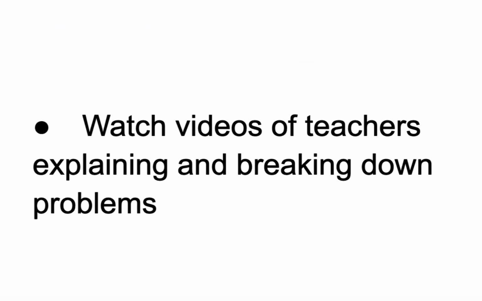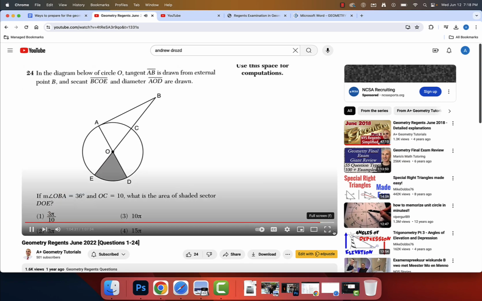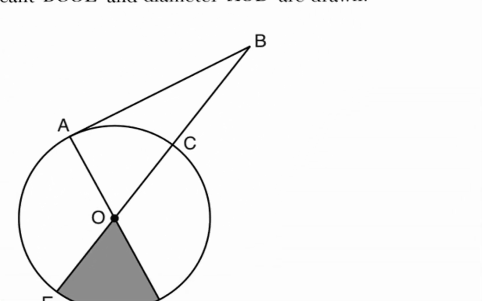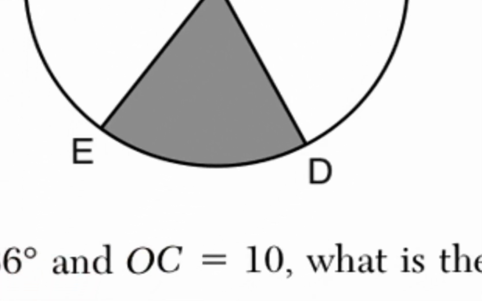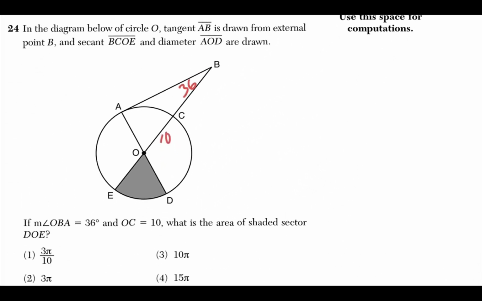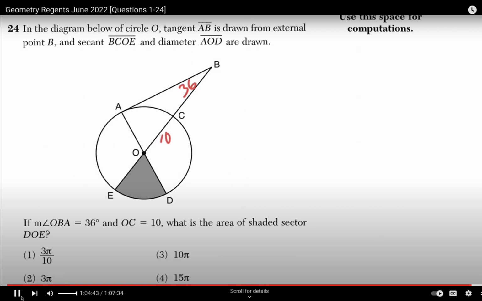You definitely want to watch videos of teachers breaking down and explaining problems. So for example, here's this one. It says, if angle OBA is 36 degrees, and I'm going to mark that up, 36, and OC is 10, what is the area of the shaded sector? All right, that's our objective.